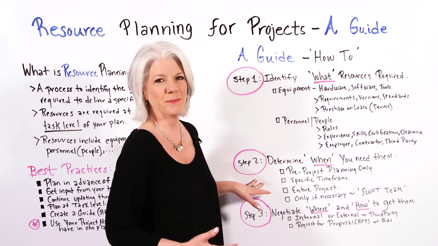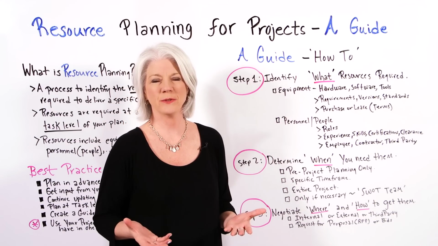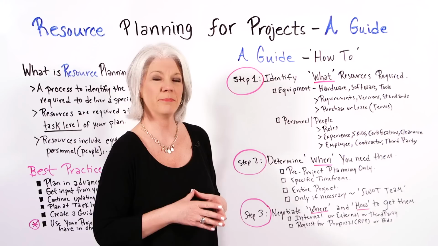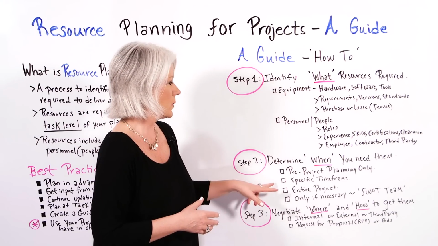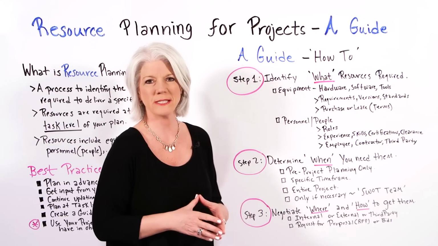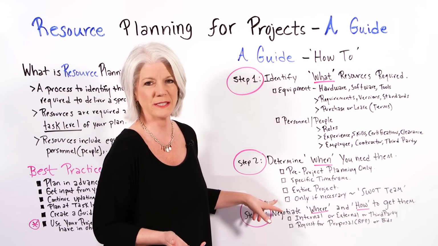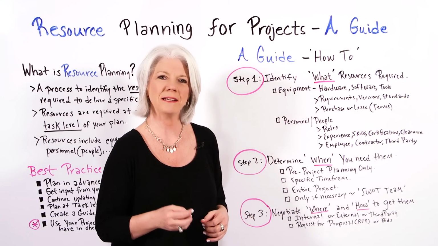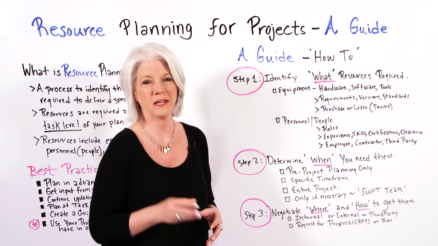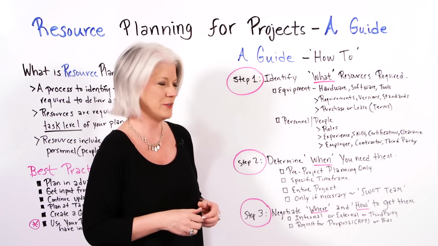Step 2 is determine when you need them. So determine if you need these resources only during the pre-project planning phase, or do you need them just for a specific time frame? And there's some resources that you just need through the entire project. And then there's some resources like a SWAT team you only need maybe during a crisis situation, but you want to be sure that you've planned ahead and that they're available when you need them.